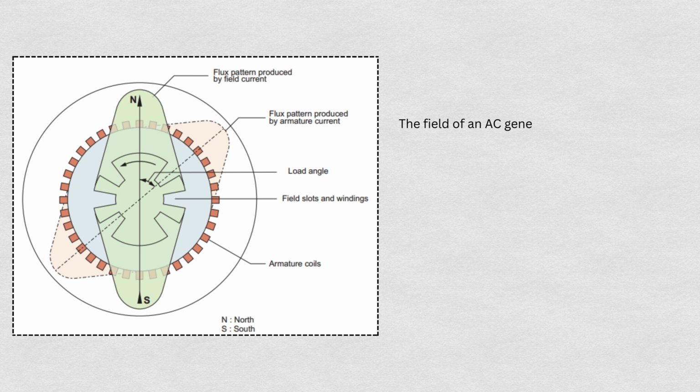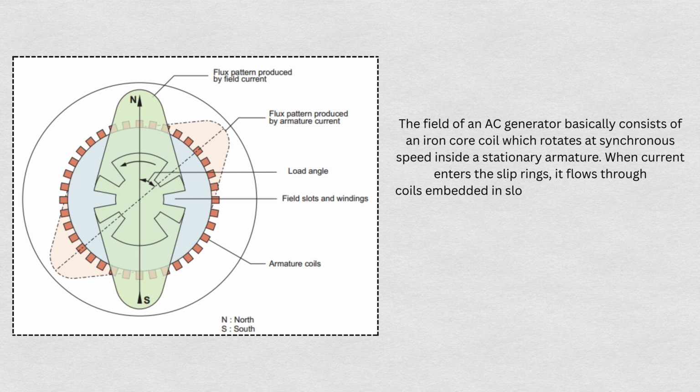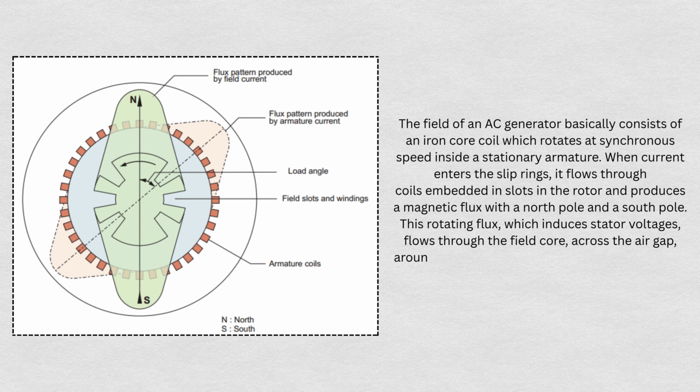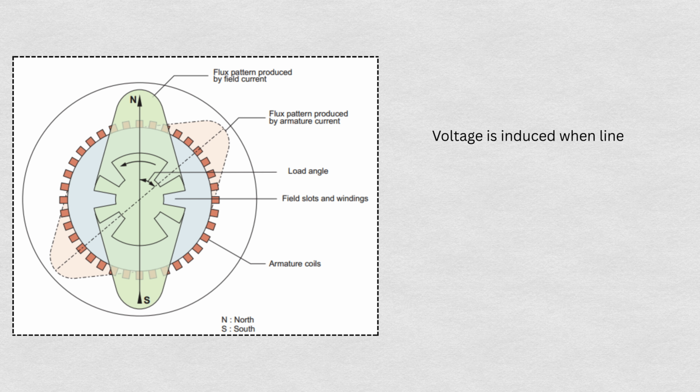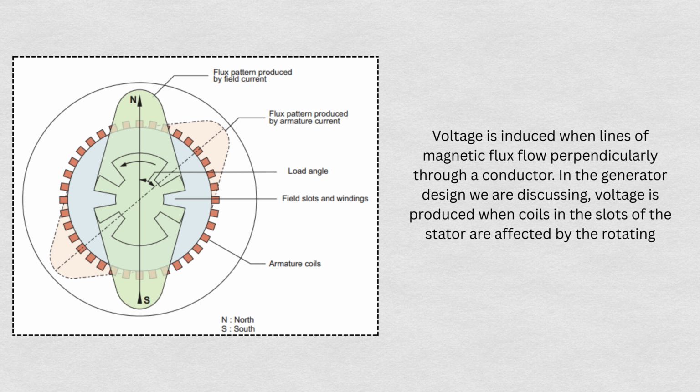The field of an AC generator basically consists of an iron core coil which rotates at synchronous speed inside a stationary armature. When current enters the slip rings, it flows through coils embedded in slots in the rotor and produces a magnetic flux with a north pole and a south pole. This rotating flux, which induces stator voltages, flows through the field core, across the air gap, around the iron armature punchings, back into the field core. Voltage is induced when lines of magnetic flux flow perpendicularly through a conductor. In the generator design we are discussing, voltage is produced when coils in the slots of the stator are affected by the rotating magnetic flux.